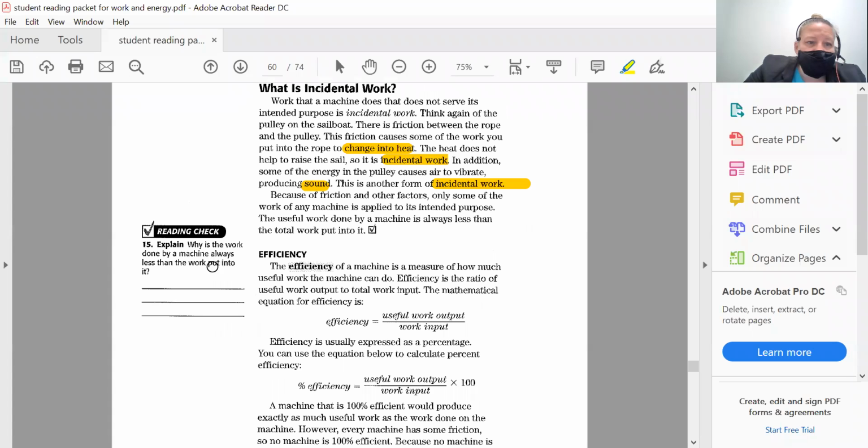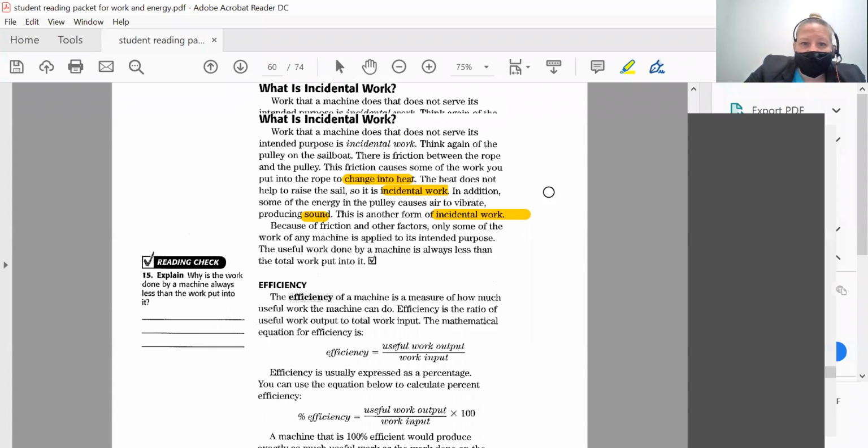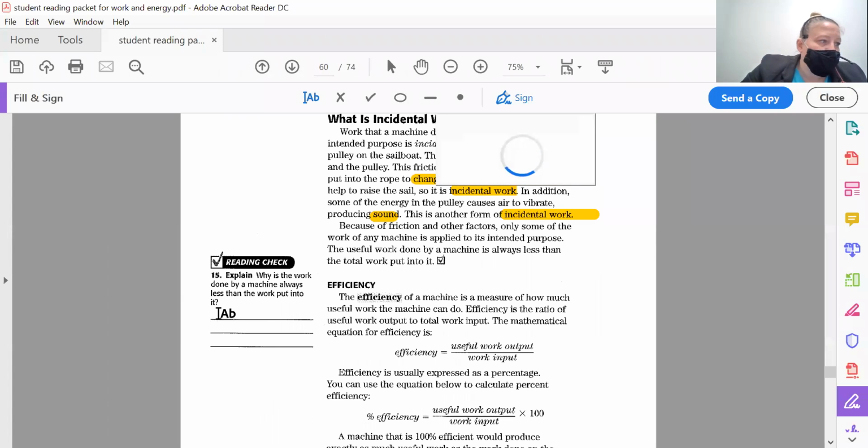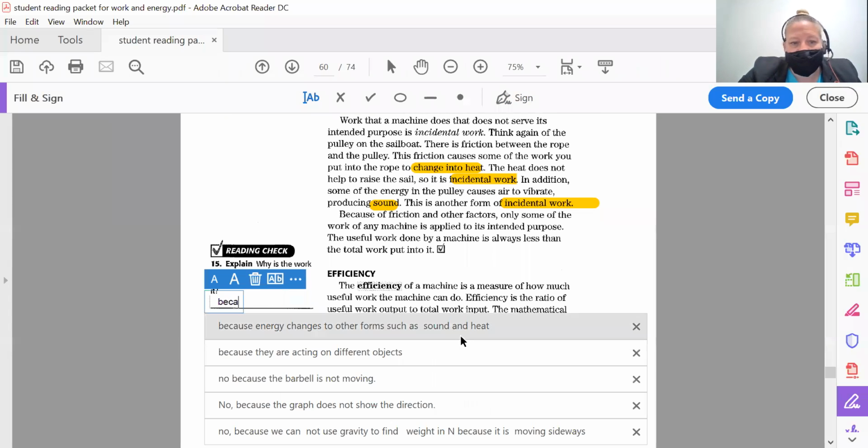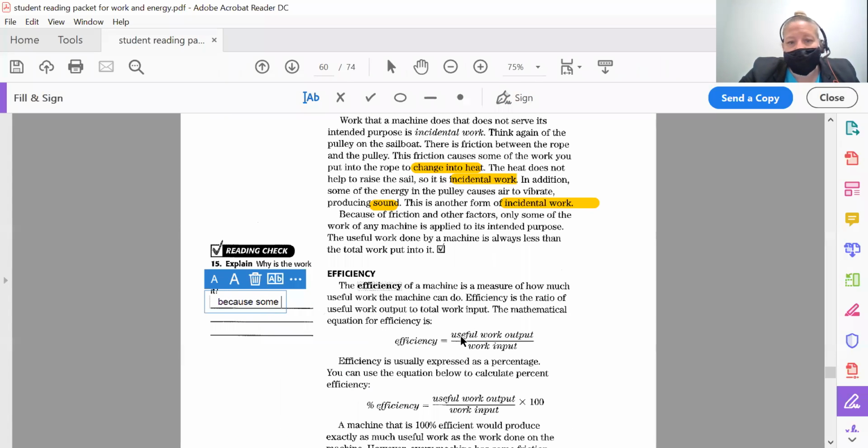Okay, so why is the work done by a machine always less than the work put into it? Because some work is lost to friction, heat, and sound, so it cannot be as much as you put in, okay?